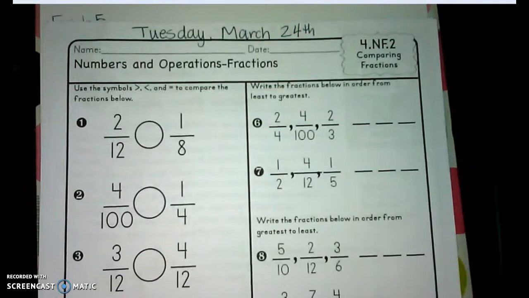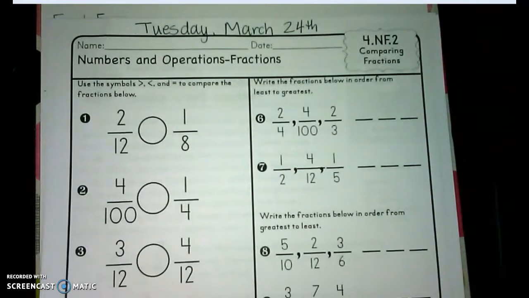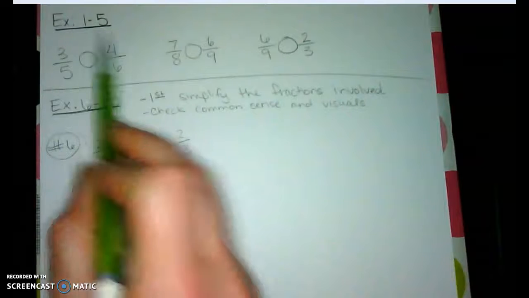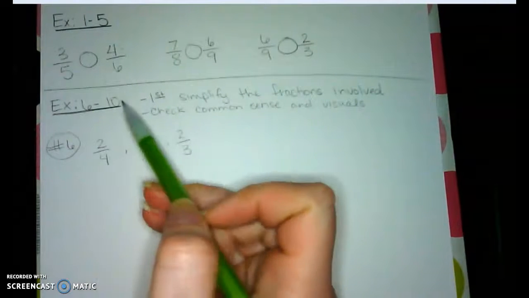I know there's already a video on it, but this is one that we had trouble with, so I wanted to make sure to give you a few more examples. Here are some examples for 1 through 5. This is just where you multiply across to see which one is greater than, less than, or equal to.